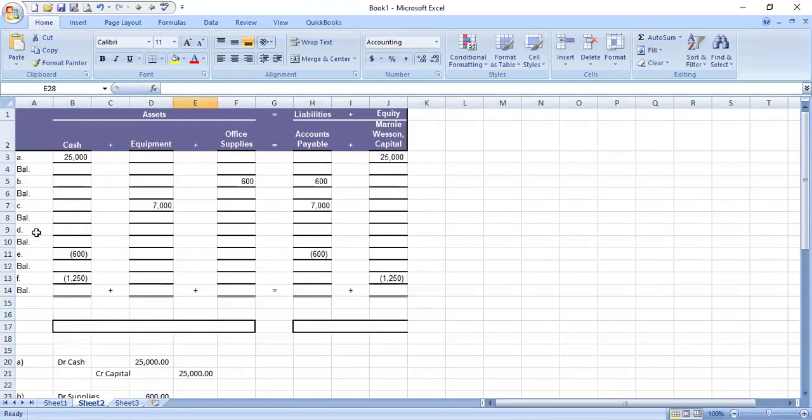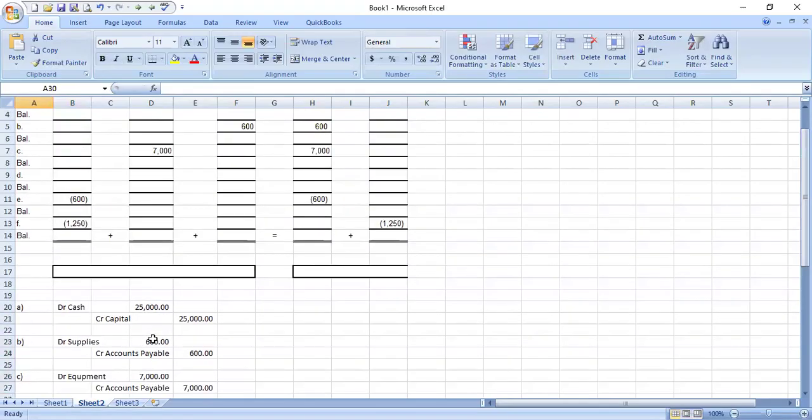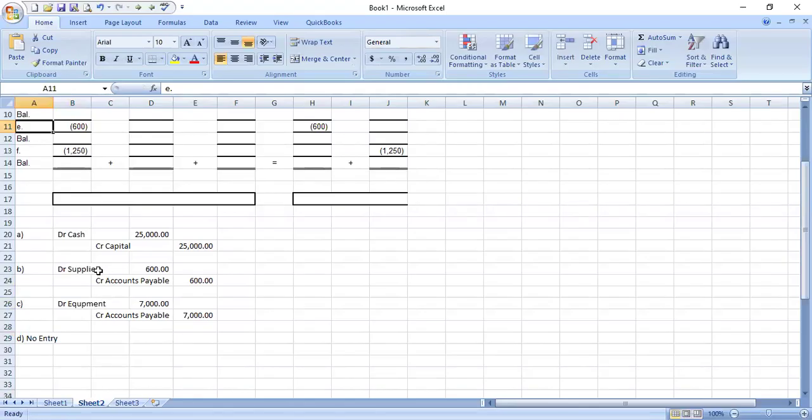On number D, we said no entry. See D, no entry. Next one is E. On E, we paid for the supplies.